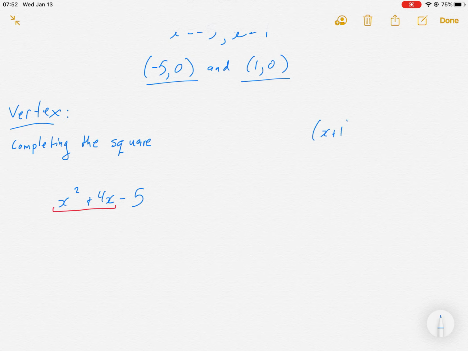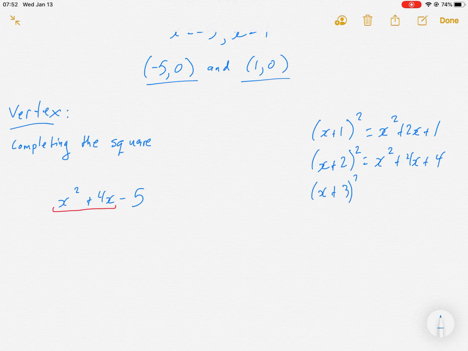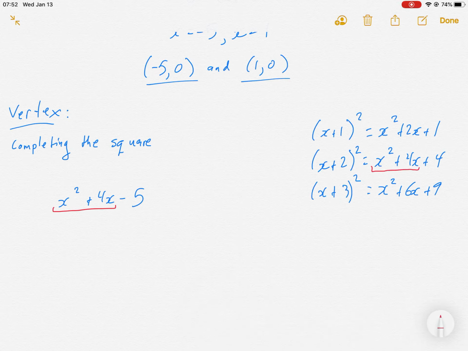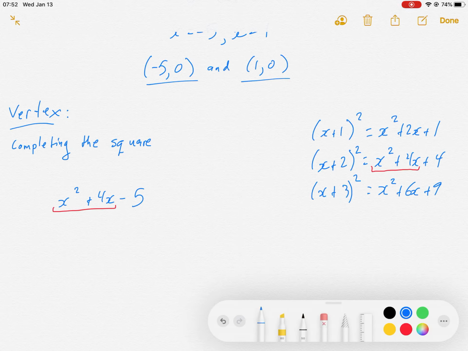If you have (x plus 1) squared, you get x squared plus 2x plus 1. If you have (x plus 2) squared, you get x squared plus 4x plus 4. You could work all of these out on your own as well. This would be x squared plus 6x plus 9. And so continuing that, you'll see there's a lot of different perfect squares. Now notice I have x squared plus 4x, which is actually what I have here. So that tells me I need to add 4.